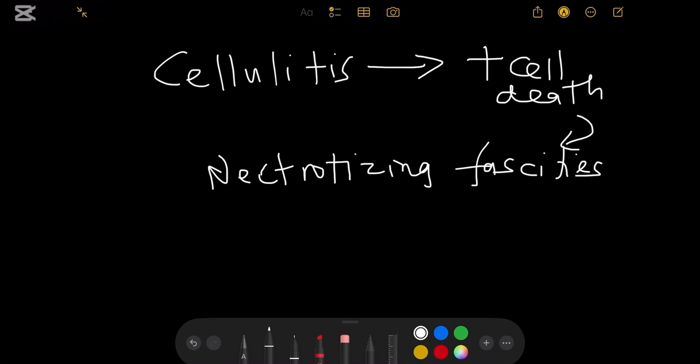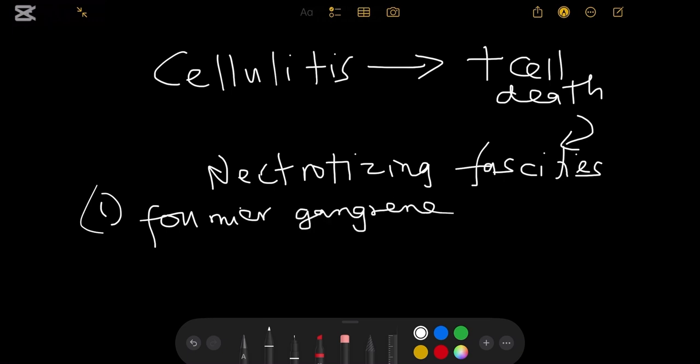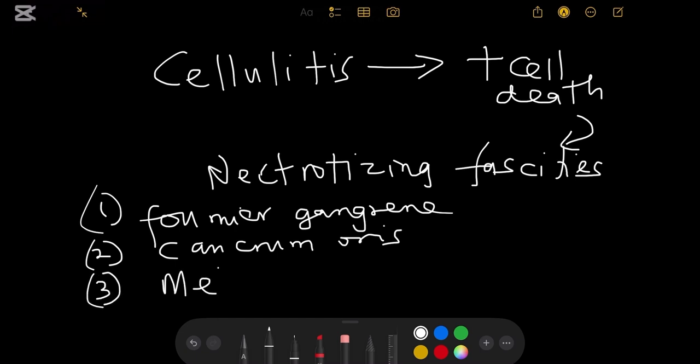Okay, so where are the places we see necrotizing fasciitis? Different forms of it, that is what I mean. We have the Fournier gangrene. And then we also have the cancrum oris, which can happen in the mouth, that is the cheek. And then we have the meleney, which happens in the trunk, in the abdomen, GI. Please, you guys confirm this. But these are the forms of necrotizing fasciitis.